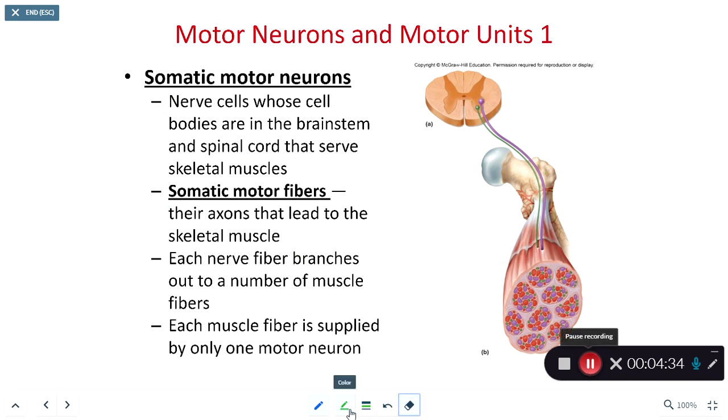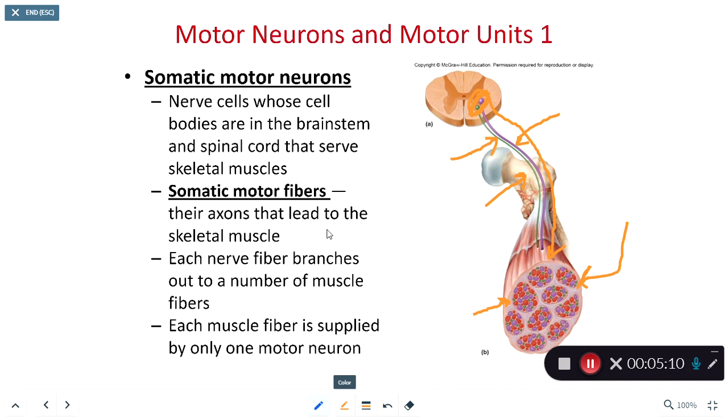So on our screen right here, I should really switch colors. Let's go with orange. We have the cell body of the neuron, the neurosoma, represented by the circle, and the axon is represented by the long skinny line. And we have a green and a purple axon. The purple axon is going to innervate the individual purple muscle fibers. The purple dots represent individual purple muscle fibers controlled by that one purple axon. And then the green dots represent individual muscle fibers controlled by that individual green axon.